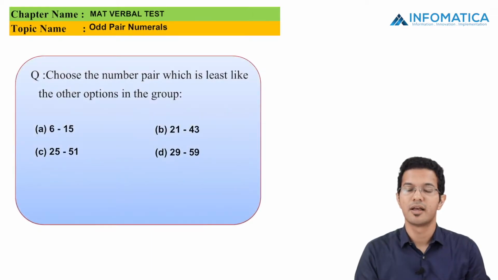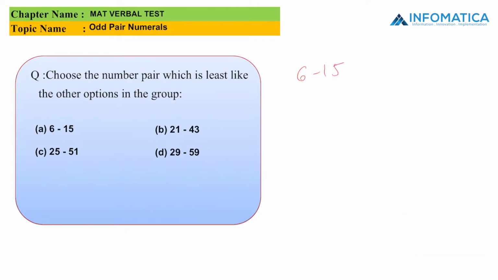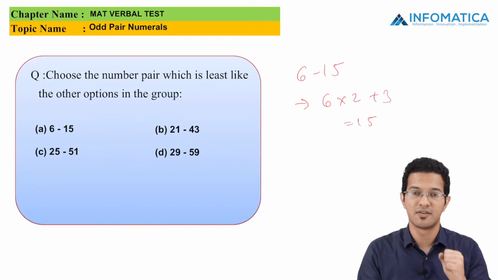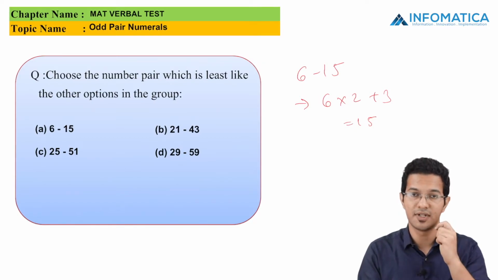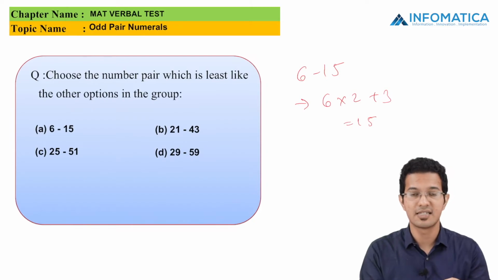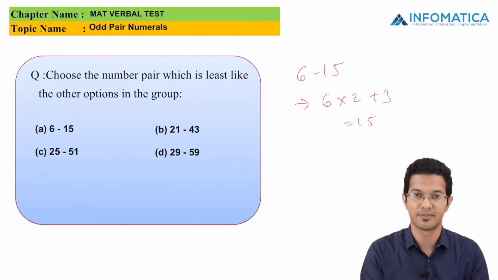Let us look at the MCQ number 2. It says 16 and 15. So let us find out a specific pattern. If we see the option A, which is 6 and 15, we can say that 6 into 2 plus 3, which is 12 plus 3, is giving me the number 15.